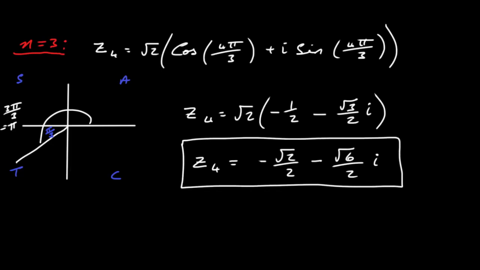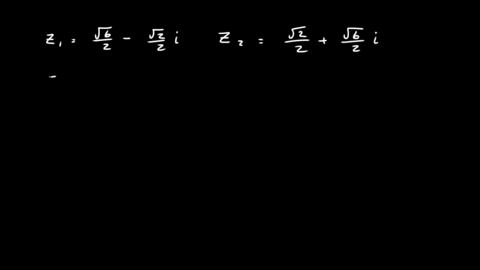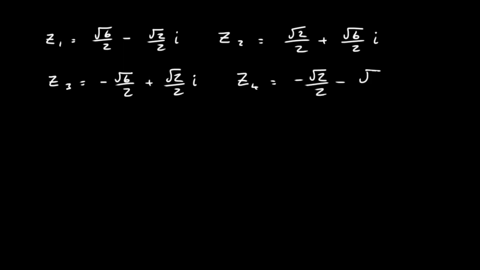Okay, so let's have a look at those 4 solutions. We had Z1 is equal to root 6 over 2 minus root 2 over 2i. We had Z2 is equal to root 2 over 2 plus root 6 over 2i. We had Z3 was equal to minus root 6 over 2 plus root 2 over 2i. And Z4 then finally was equal to minus root 2 over 2 minus root 6 over 2i. So these are our 4 solutions.